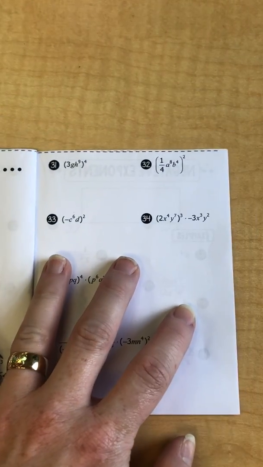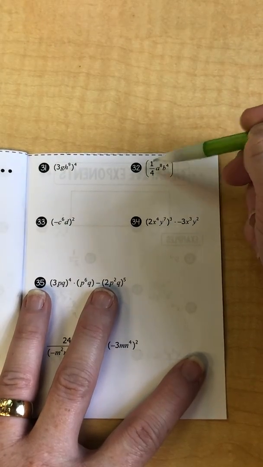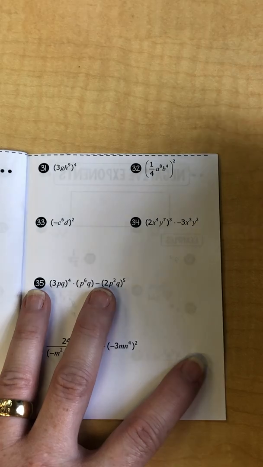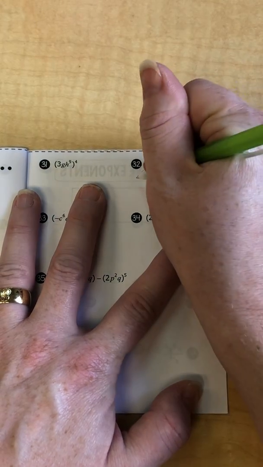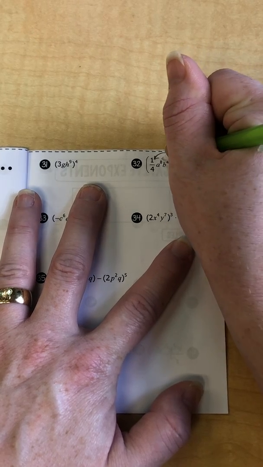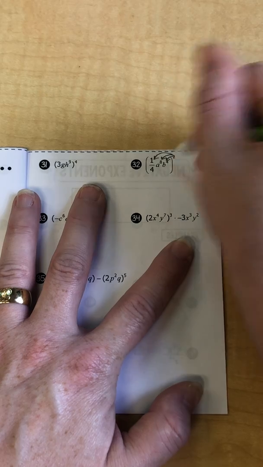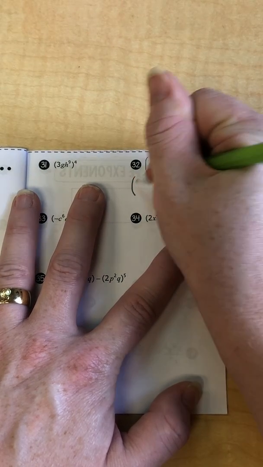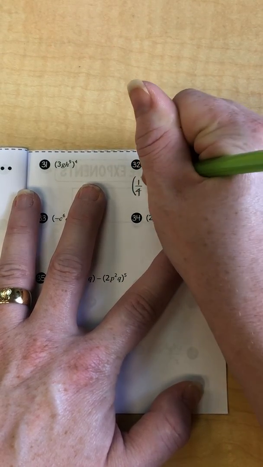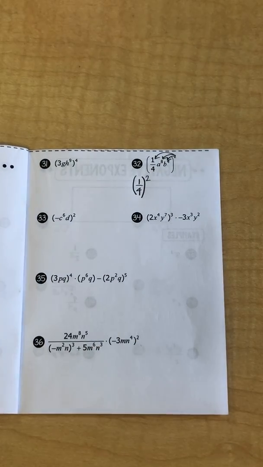All right, let's look at number 32. I chose number 32 because of this fraction. I know we love fractions. I'm just kidding. Okay, but I do want to take this 2 and distribute it to the 1/4, the A, and the B. So again, I'm going to protect my fraction, and I'm going to put my fraction in parentheses.